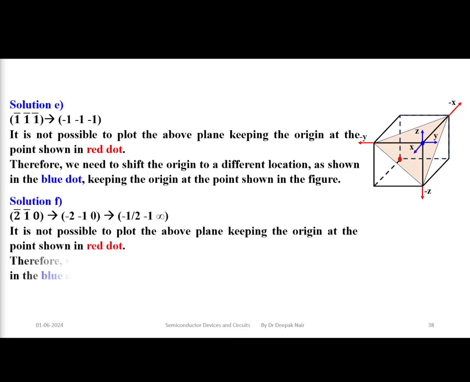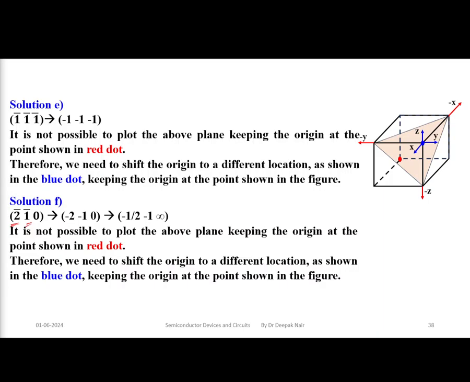Similarly, you can try for 2 bar, 1 bar, 0. So 2 bar means -2, 1 bar means -1, and 0 is 0. Take the reciprocal: 1 by 2, -1, and 1 by 0 is infinity, which is parallel to the z-axis. So this plane will touch the x-axis at -1 by 2, the y-axis at -1, and it will not touch the z-axis. Let us do the same thing.